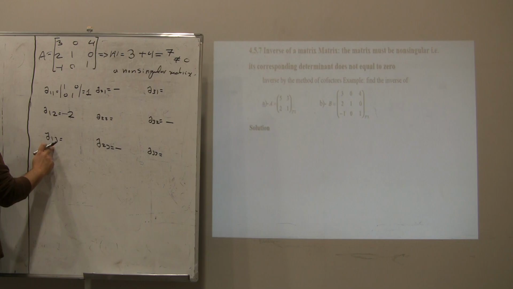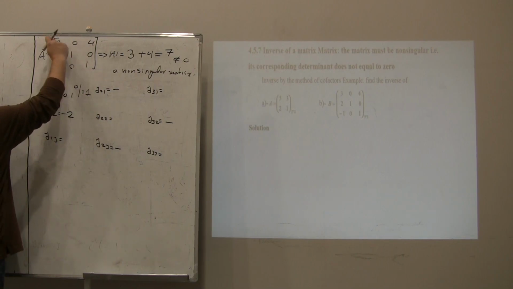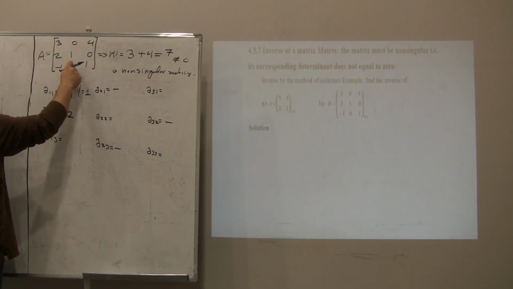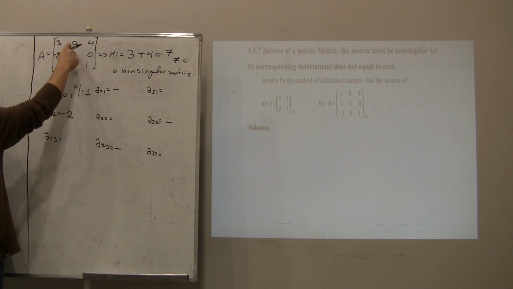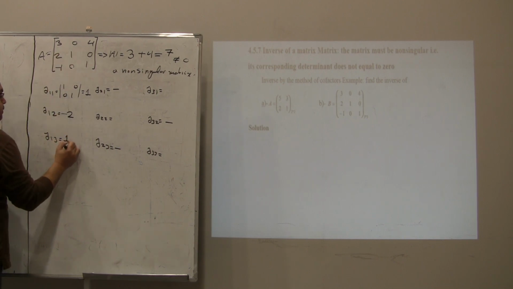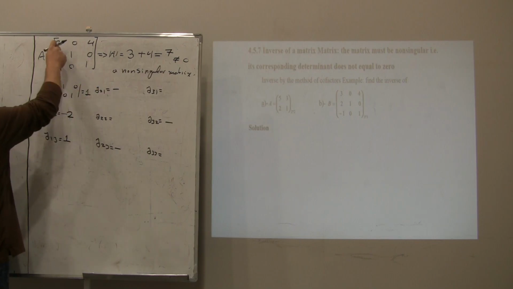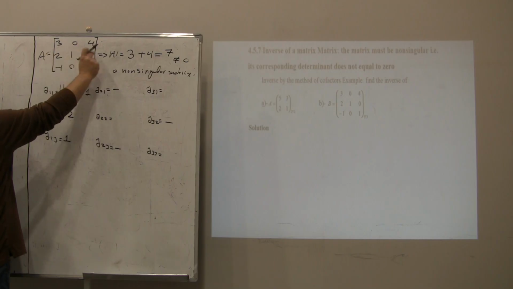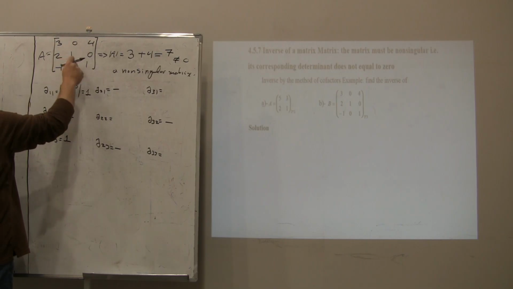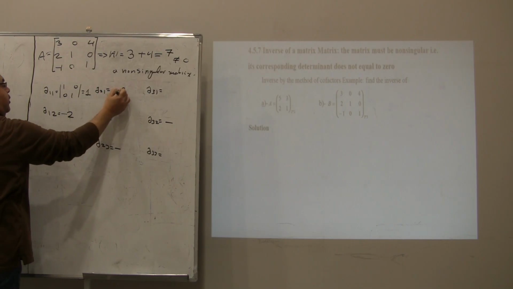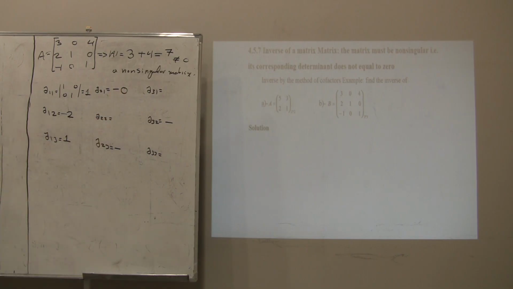I will go for 1 and 3. Eliminate the row and column. 2 times 0, 0. Minus negative 1, which is going to be positive 1. Please be careful about the sign conversions. I'm going for the element 2 and 1. That's the second row, first column. Eliminate the row and column. It's going to be 0, 4, 0, 1. You don't have to evaluate. The value is equal to 0 because you have a complete row or a complete column equal to 0.